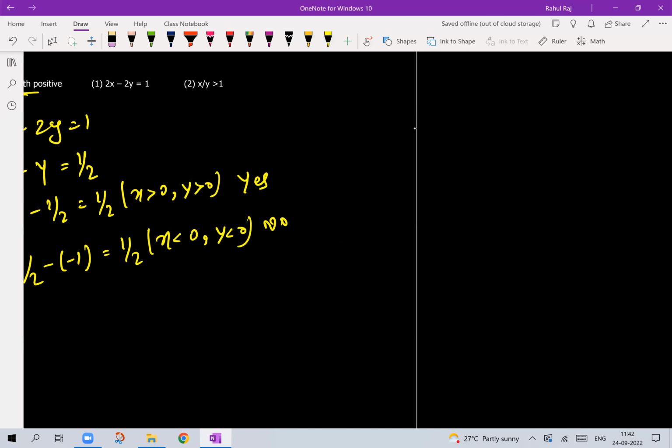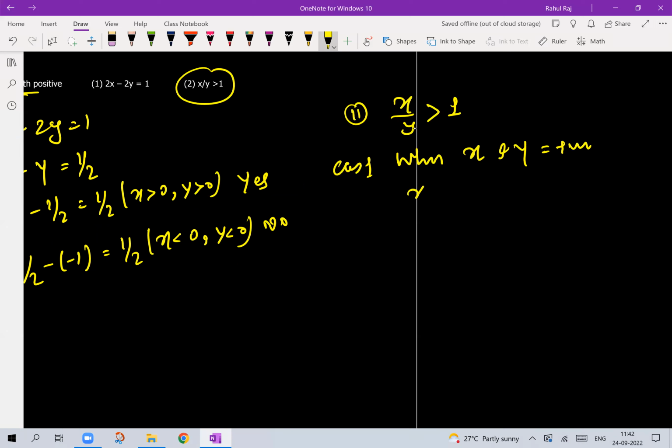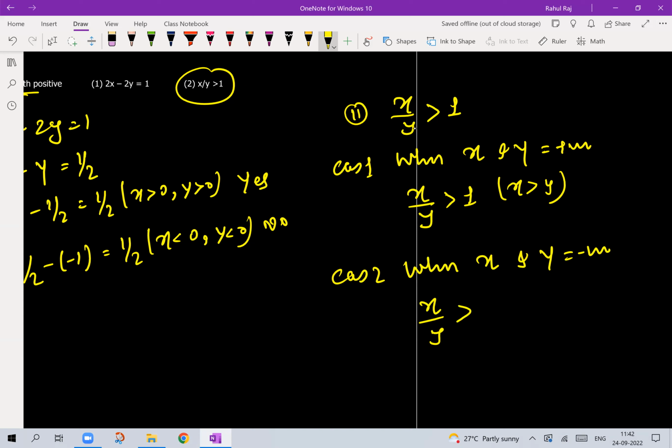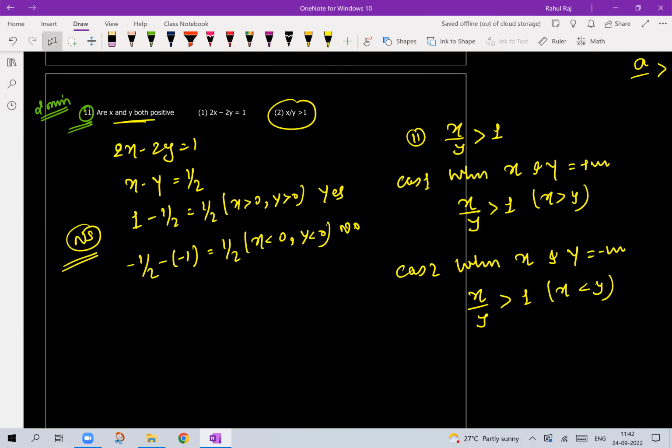Now option number 2. It says x over y greater than 1. Now, the moment x over y is greater than 1, it means what? You will have to take two cases. Case 1, when x and y are positive. For a fraction x over y to be greater than 1, x should be greater than y. Case 2, when x and y are negative. For a fraction x over y to be greater than 1, x should be less than y. Any doubt at this place?